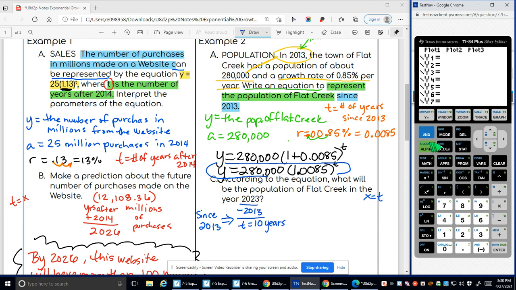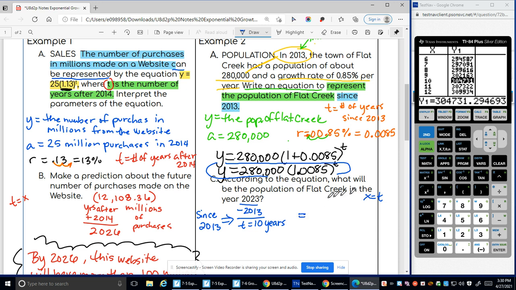You could pop it in like so and just say, okay, I got 280,000 times 1.0085, close parenthesis to the power of x. Oops, put a little extra 2 there. Let me delete that. There we go. Always step to the side and make sure, does it look the way you want it to look? Yeah, I think it does. All right, so now I'm going to go to my table and I can actually look for 10. And guess what? There is my population, right? I have a population of, because when x is equal to 10, basically y is equal to 304,731 people.